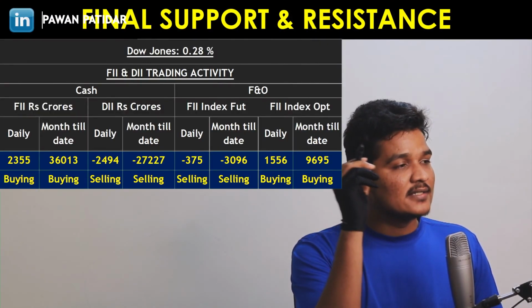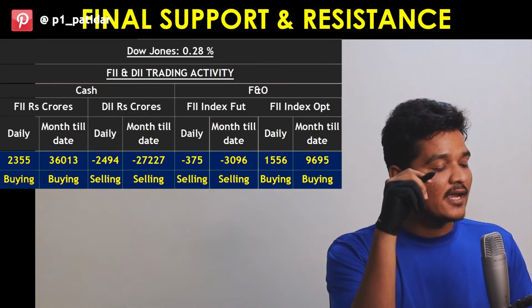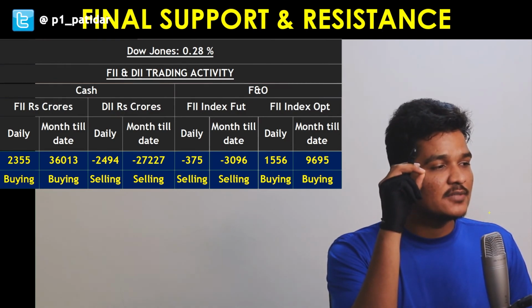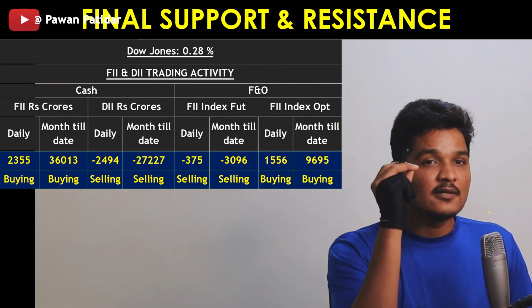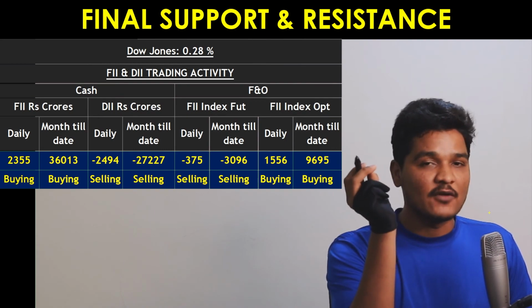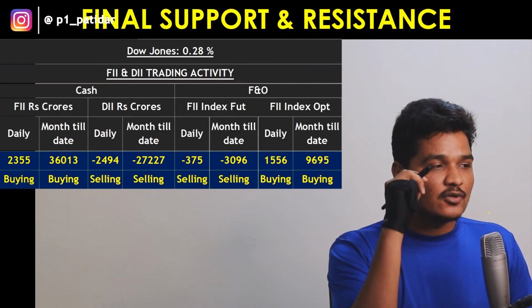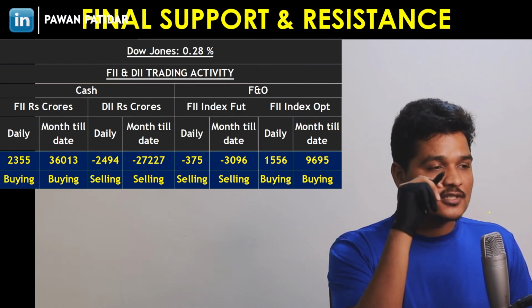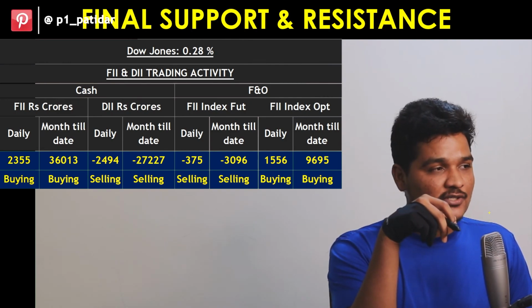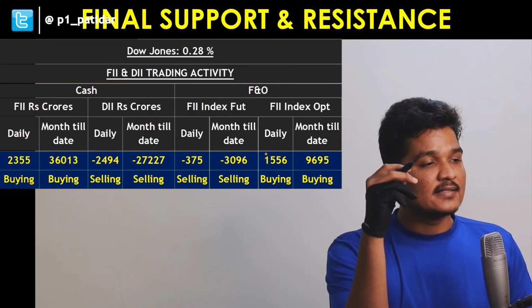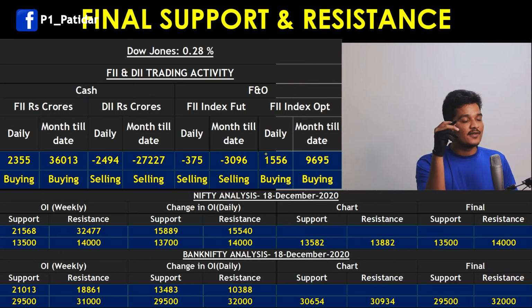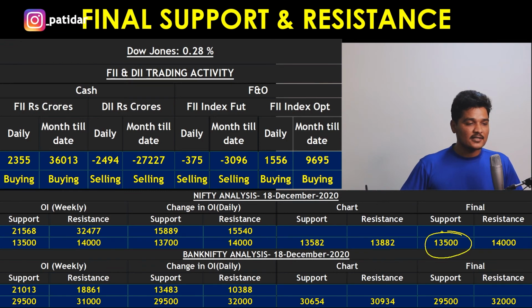Here first we'll analyze FII and DII trading activities. In the cash market, FIIs are continuously buying, DIIs are continuously selling, but FIIs are buying more than what DIIs could sell. That's why the market is gaining. In the futures and options market, FIIs are selling in futures month till date, and today also they sold. In options, they are continuously buying month till date, and today also they were buying. Let's do the final support and resistance analysis and find out where support and resistance lie for Nifty and Bank Nifty. Support is at 13,500 for Nifty and resistance is at 14,000, and Bank Nifty support is at 29,500 and resistance is at 32,000. So this is my support and resistance.